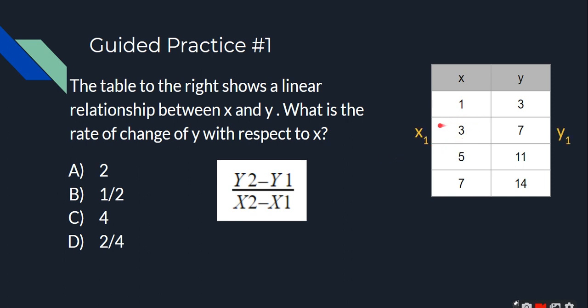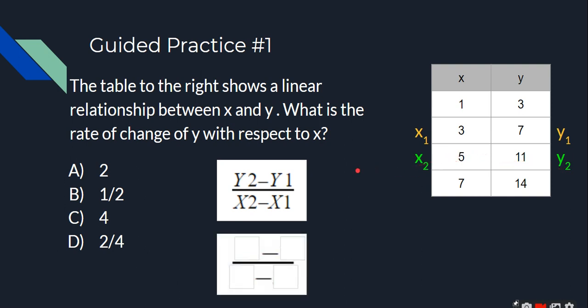Here we chose the point with 3 for x1, and that means 7 is our y1, because together, (3, 7) is the point. So now for our second point, we're going to use (5, 11), with x2 being 5 and y2 being 11. And now that we have everything set up, we have a blank equation to set up the points.